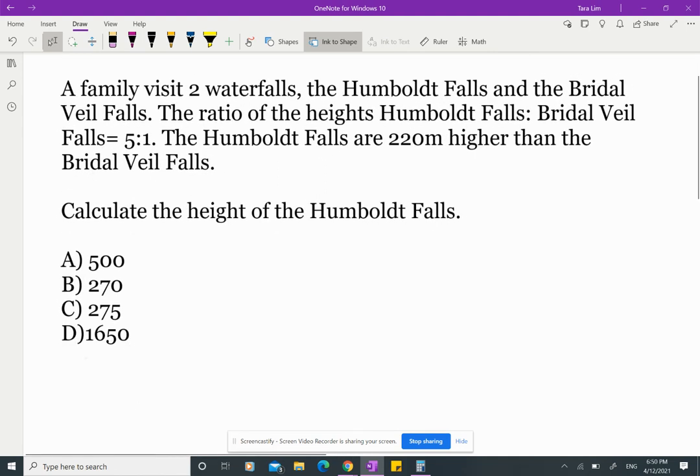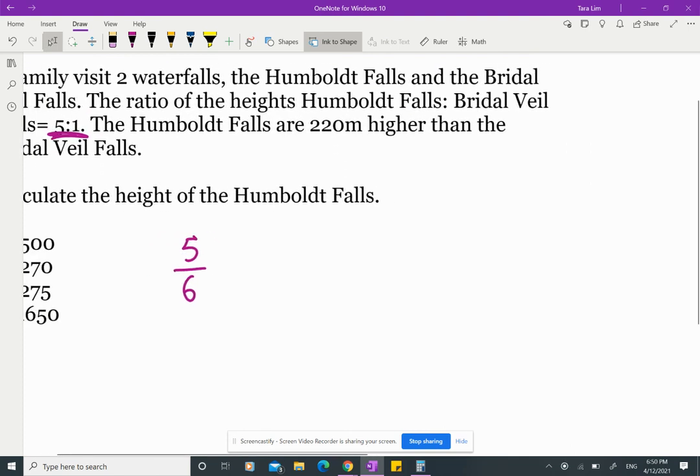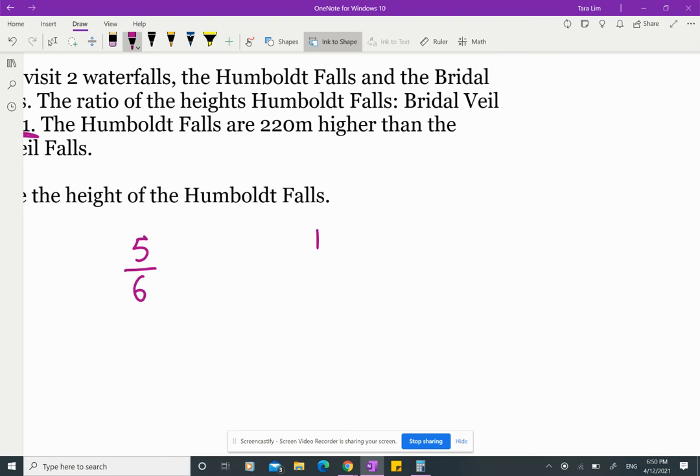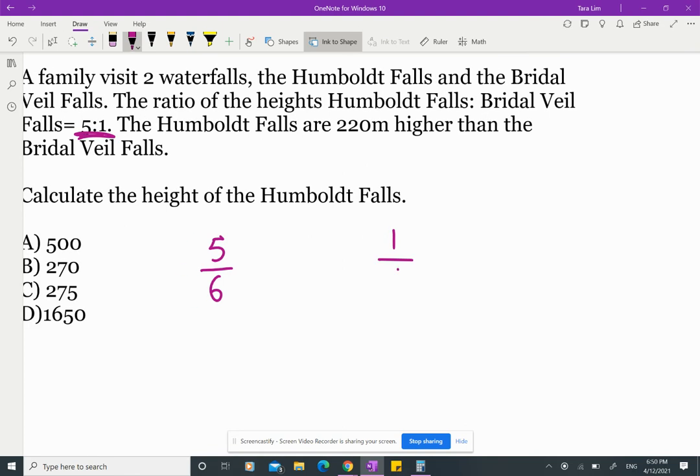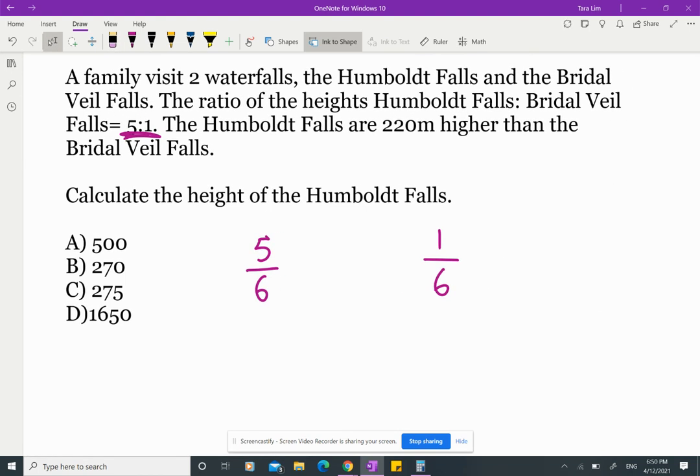So first of all, we want to know the Humboldt Falls and the Bridal Veil Falls. The Humboldt Falls is 5 over 6, because 6 is the total, because 5 plus 1 is 6. So this is the Humboldt Falls. And the Bridal Veil Falls is 1 over 6, because 6 is the total. So now we want to calculate the height of Humboldt Falls.